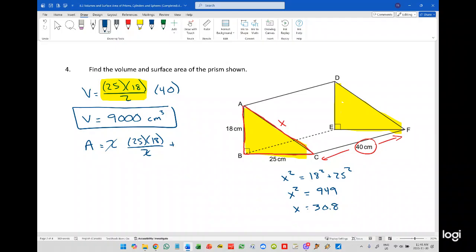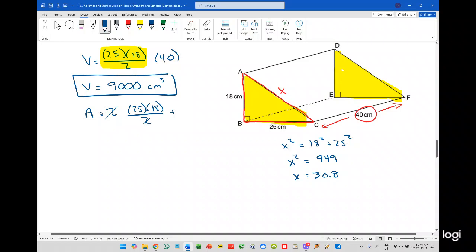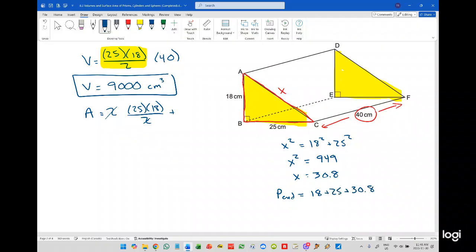And then actually, I'm going to just do this as well, kind of at the side to take up less room. The perimeter of the end is just going to be 18 plus 25 plus 30.8, which is 53.8. So you're always welcome to do those little asides, just means less work up in the main body of this.